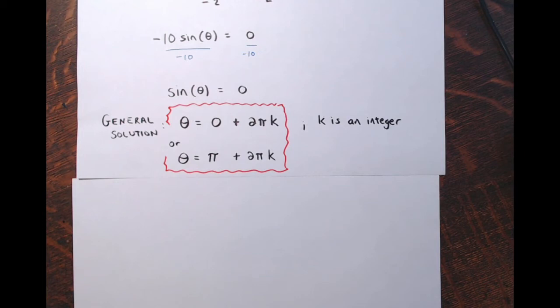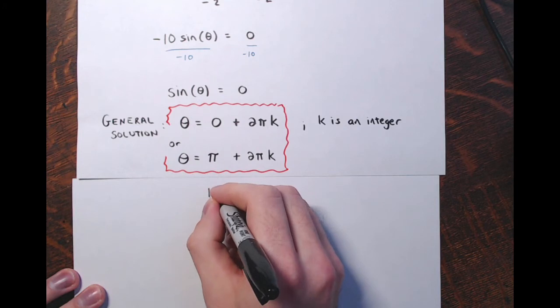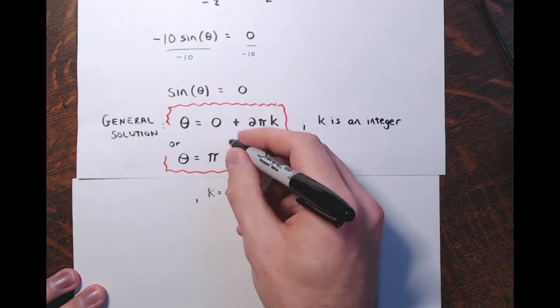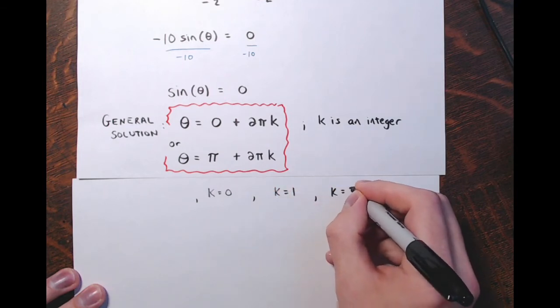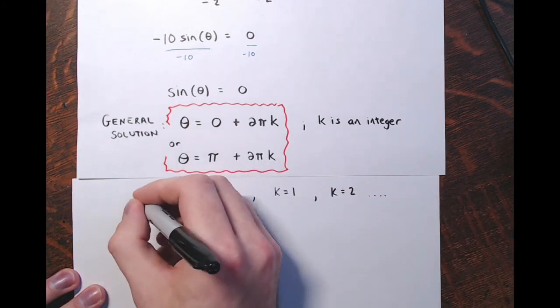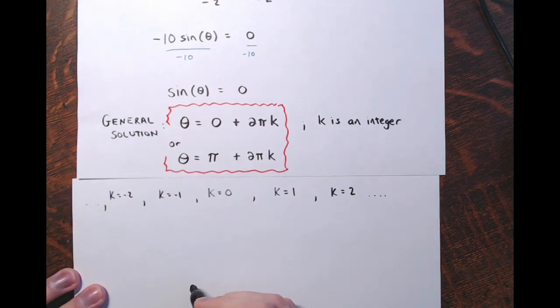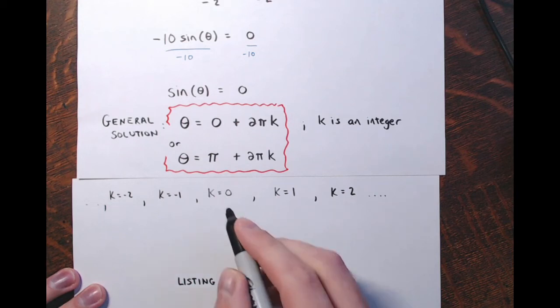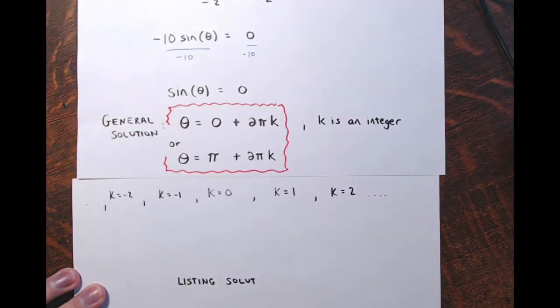So something else I like to do is start listing some solutions here. Now, k is an integer, so if k were 0, I'll get 2 solutions, one from each of these. What if k were 1? What if k were 2? And so on. What if k were negative 1? What if k were negative 2? And so on. And what I'm doing here is just listing solutions. Now you don't have to do this. You can probably already tell me that 0 and pi are the only solutions from 0 to 2 pi that they want.